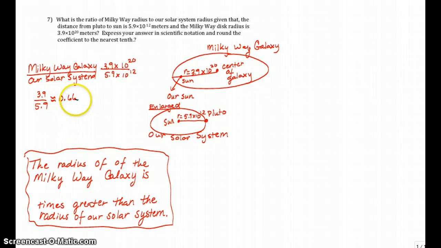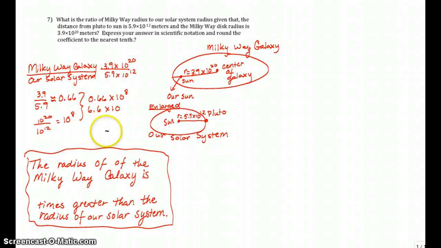You're not going to be able to leave it as 0.66. You're going to have 6.6. That's why I changed to that. And then we have 10 to the 20th over 10 to the 12th. So there's 8 tens in the numerator, so 10 to the 8th. So this would be written 0.66 times 10 to the 8th. However, you have to write it 6.6 times 10. It's either going to be 10 to the 9th or 10 to the 7th.